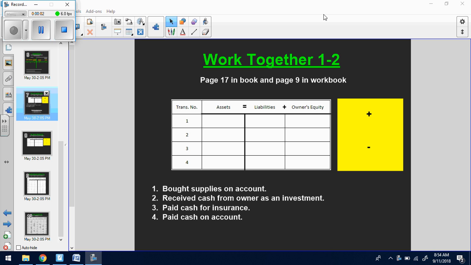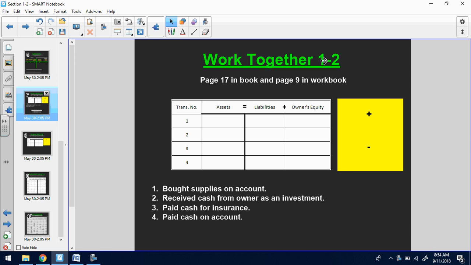What I'm going to do now is take you through Work Together 1-2. This is just some practice on transactions, knowing what accounts are involved and how they're classified and whether they go up and down. All right, so make sure you turn in your textbooks to page 17 and page 9 in your workbook.